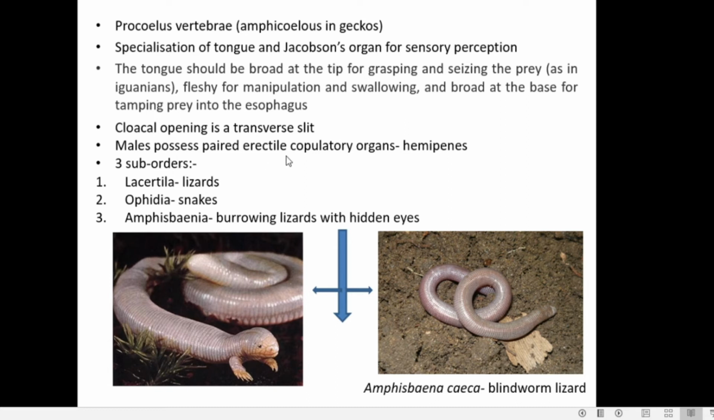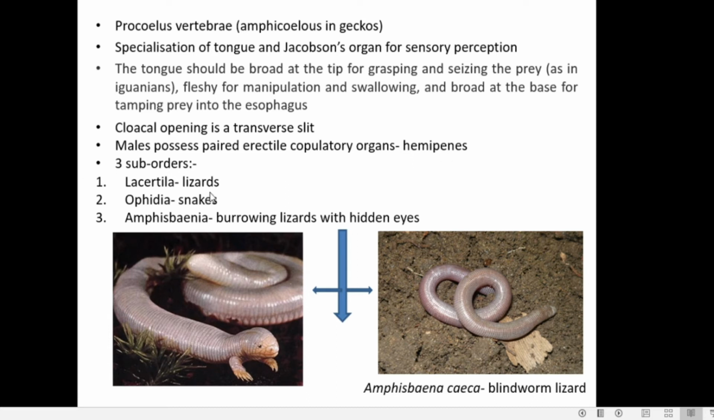Now, the copulatory organs in males. In all the reptiles, the fertilization is internal. So the sperms are transferred from the body of the male into the body of the female through copulatory organs. In chelonia and crocodilia, the copulatory organs are single, whereas in squamates, the copulatory organs are paired. And these paired erectile copulatory organs are called hemipenes.